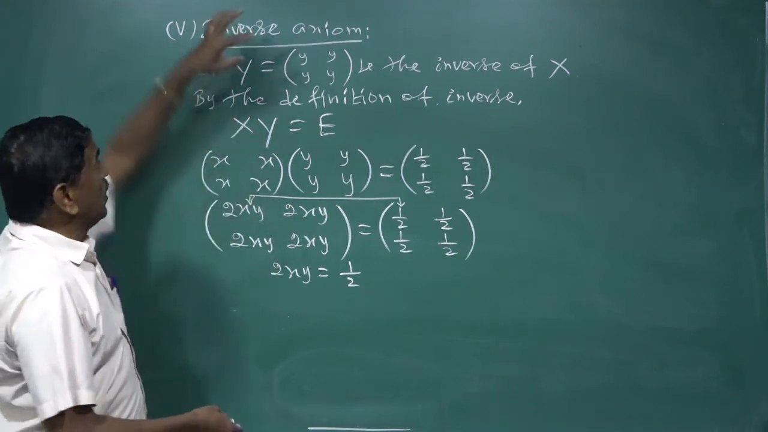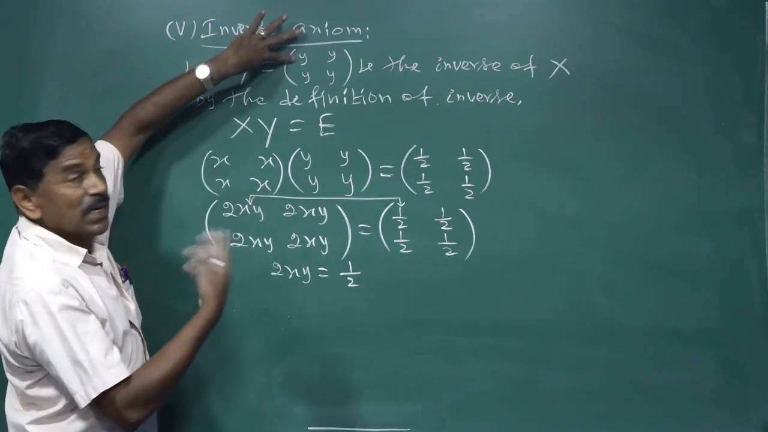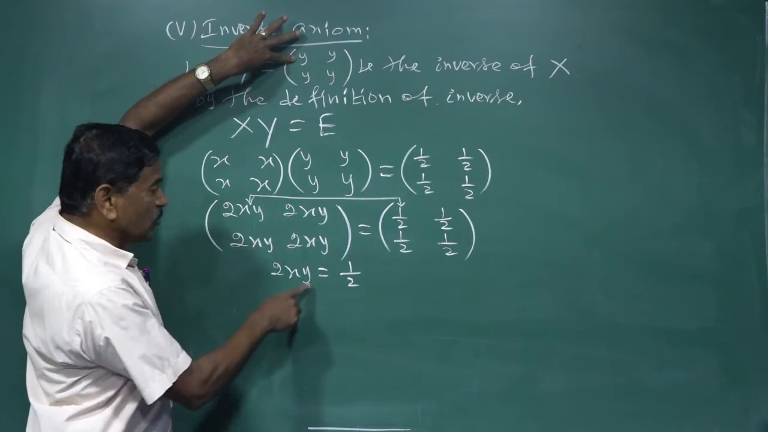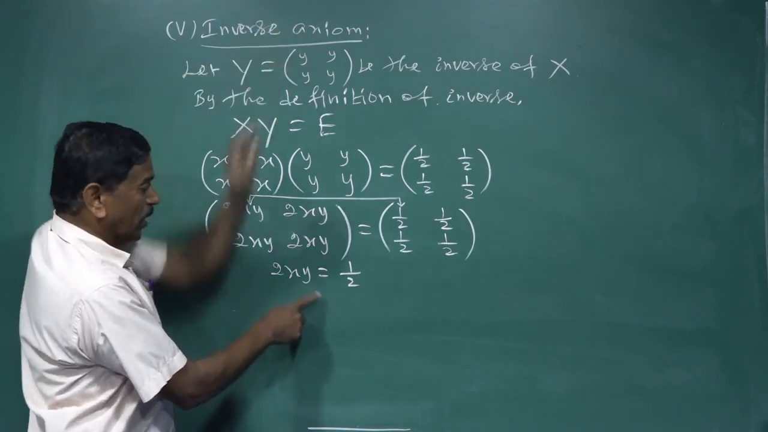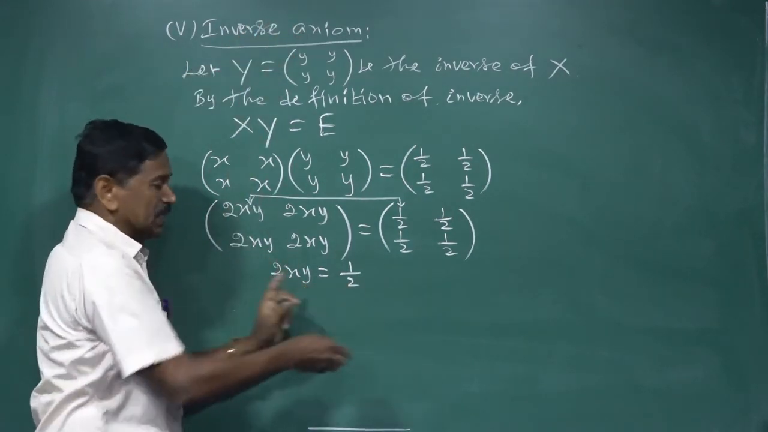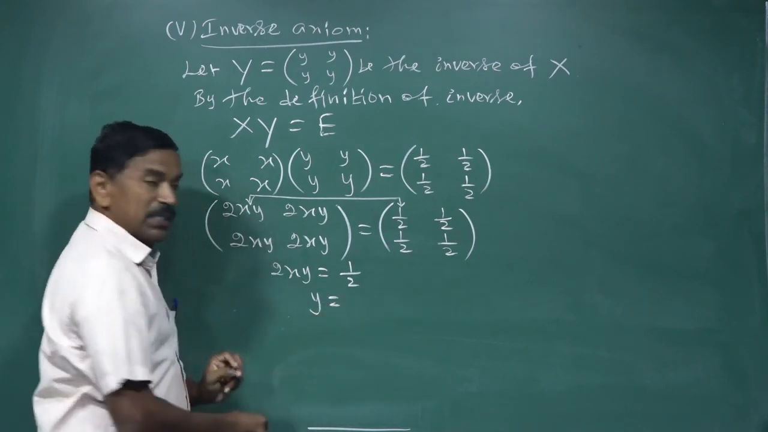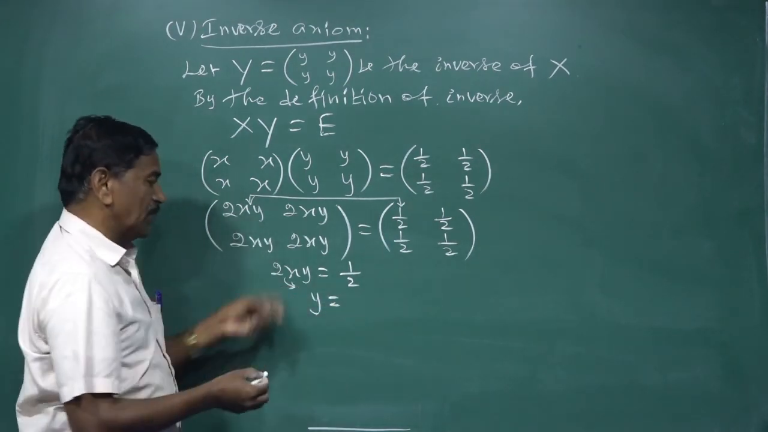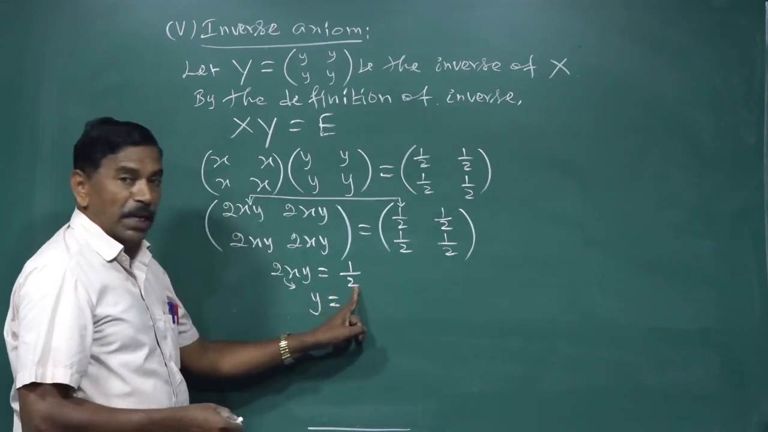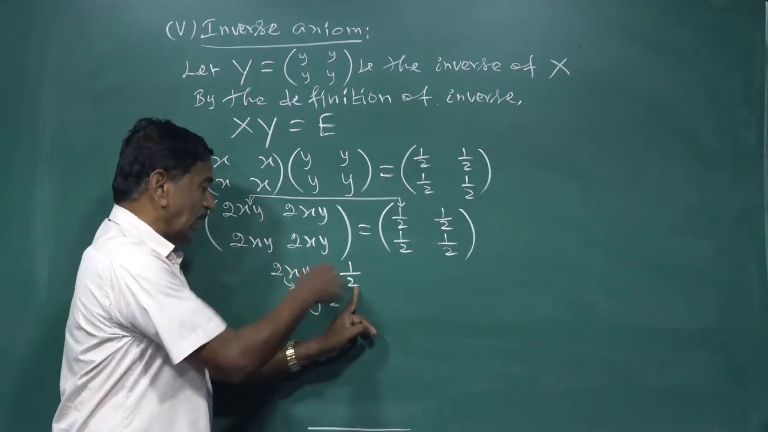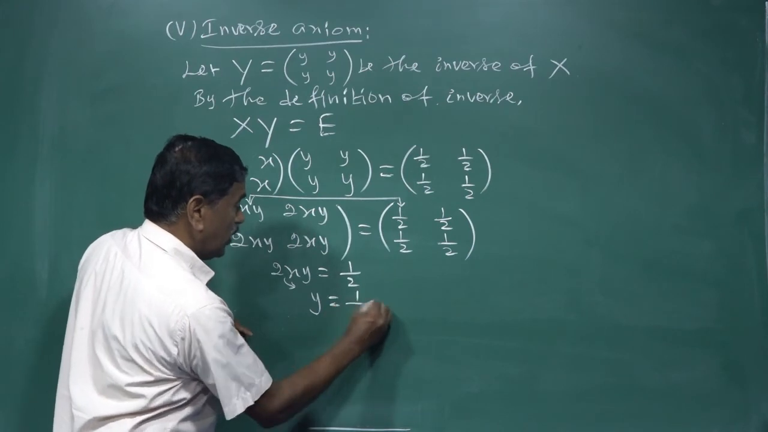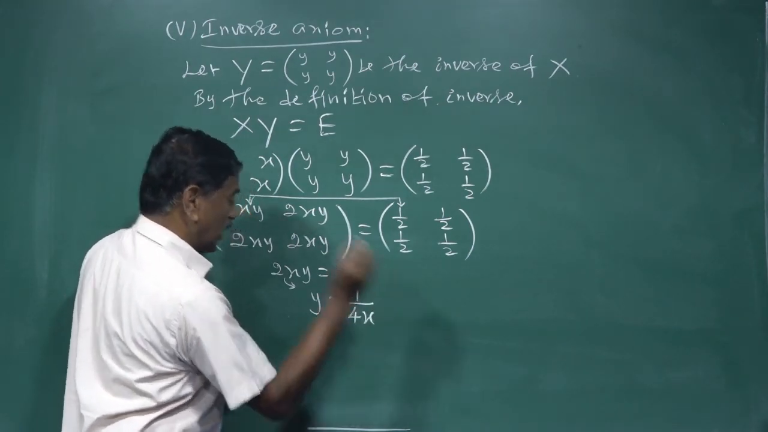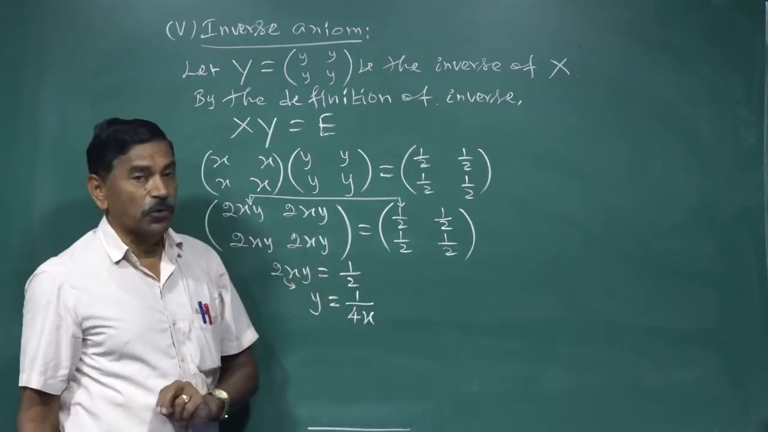Now listen, we have taken y as the inverse element, so I want to find the y value. Y only on the left side, the remaining on the right side. Tell me, what is y equal to? Yes, this 2x goes to the right and becomes divided. Divide means the denominator is already 2, so 2 times 2x is 4x. So y is equal to 1 by 4x. That's all.